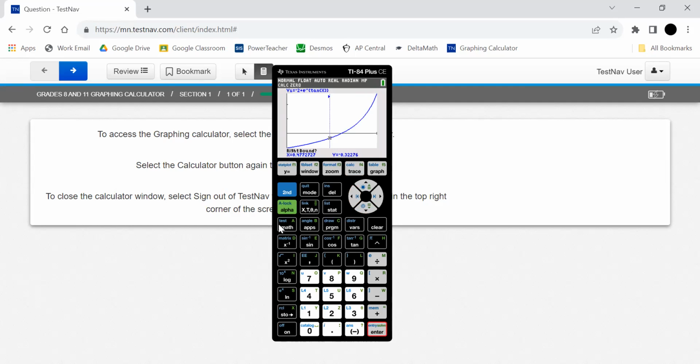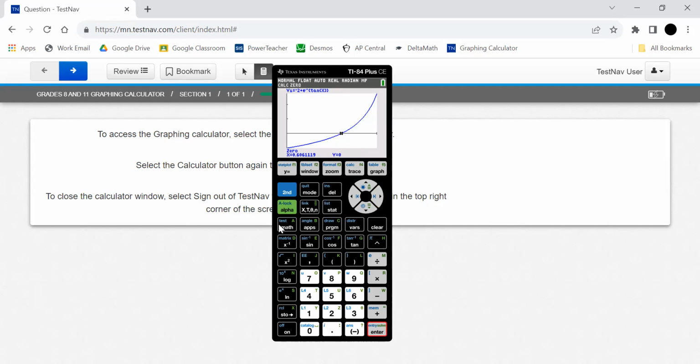It then switches and says right bound. You're going to hit the right arrow key a bunch of times so you are to the right of where that x-intercept is. You'll hit enter again. It'll then say guess. And when it says guess, just hit enter a third time, and it will tell you what that 0 is. In this case, 0.6061119.